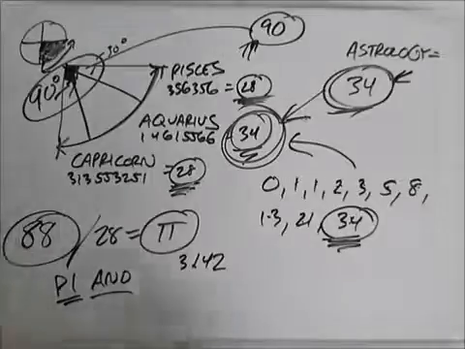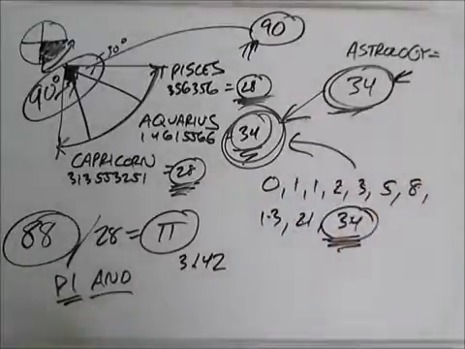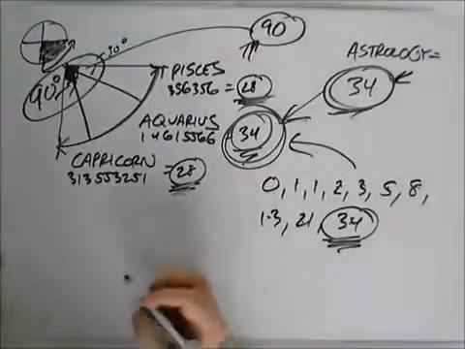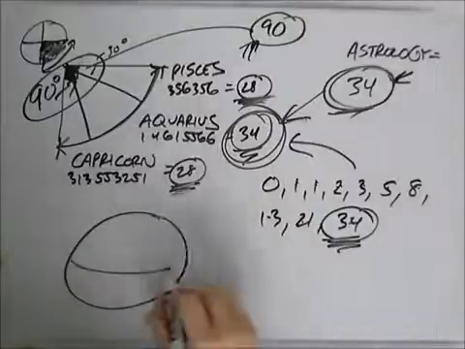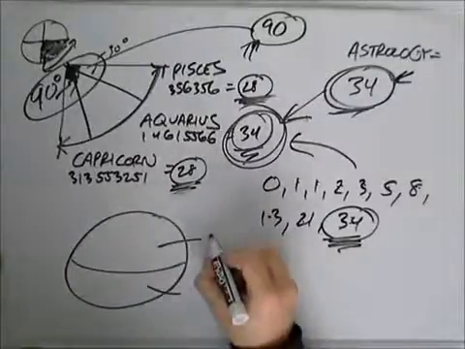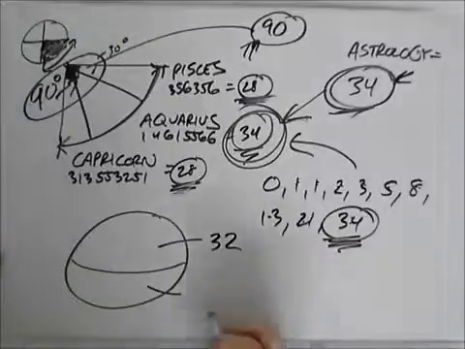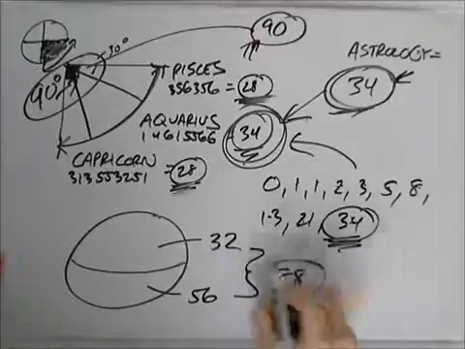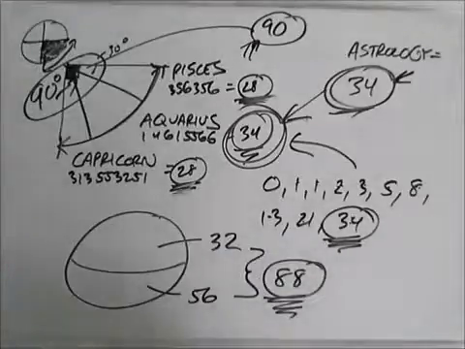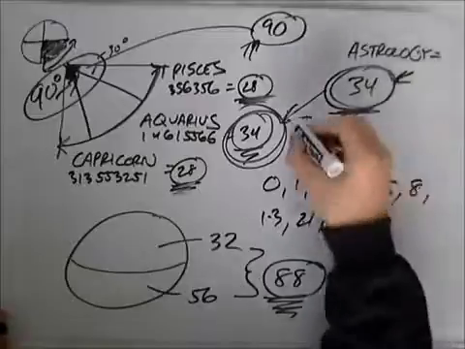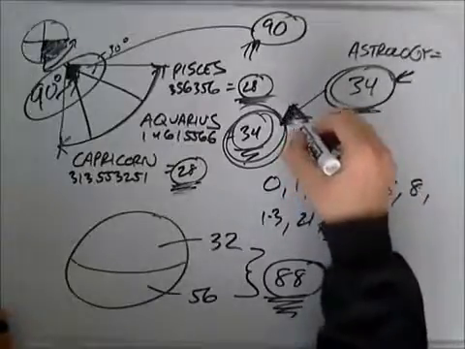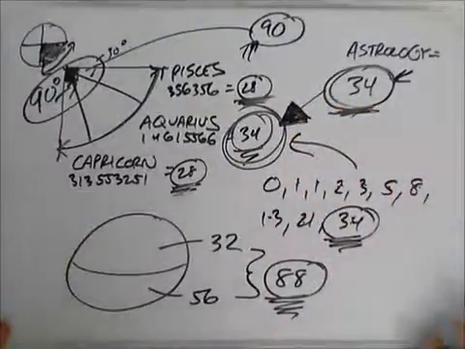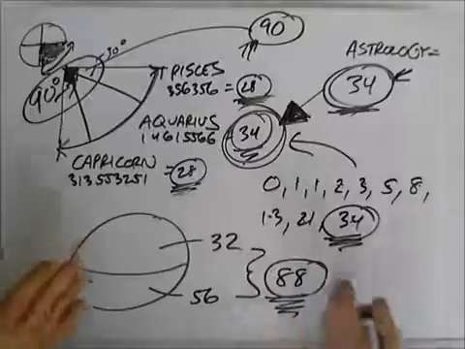Why else is this 88 important? Once again, we added 0 through 34 equals 88. Well, what are we dealing with here? We're dealing with astrology. And there are 32 constellations in the northern hemisphere and 56 in the southern. And this equals 88. And so all of this is embedded basically in this one number, if you understand the number correctly and the numerology behind it. And all of this is embedded in the stars in our sky.